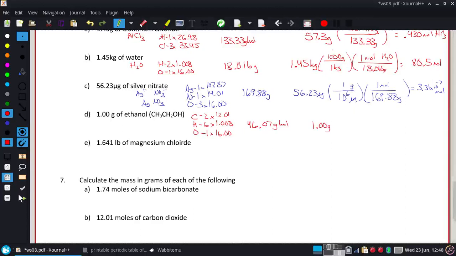And I just gave you the 1 gram of ethanol. We just need to convert that into moles with that molecular weight. So this is just a single step calculation. 1 divided by 46.07 is 2.17 times 10 to the negative 2nd moles.